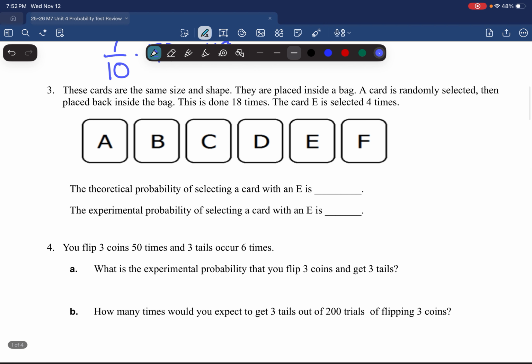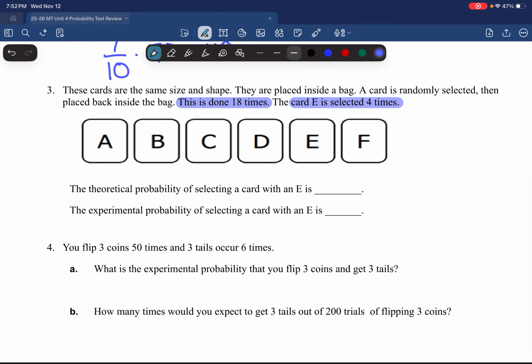All right, next one. These cards are the same size and shape. They are placed inside a bag. A card is selected, then placed back inside the bag. This is done 18 times. The card E is selected 4 times. So what I'm going to do is highlight what I think is important: how many times we did it total, and that E is selected 4 times.